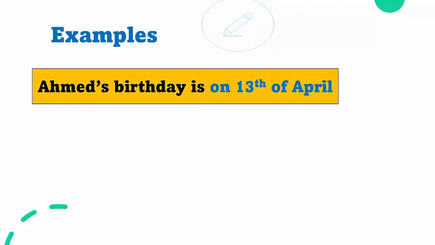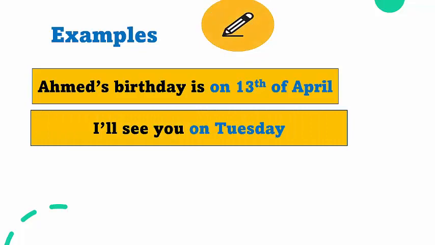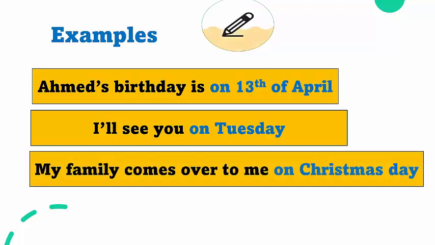Ahmed's birthday is on 13th of April. It's a particular date, 13th of April, so I use on before it. Or I can say, I'll see you on Tuesday. I'll see you on Tuesday. It's a particular day, Tuesday, or any other day, Friday, Wednesday, whatever. The third example here: my family comes over to me on Christmas Day.